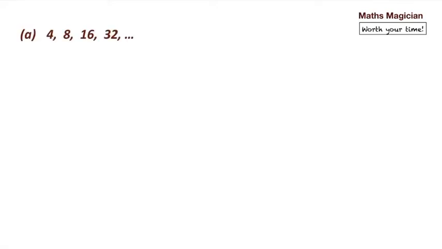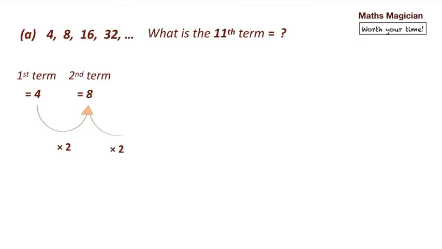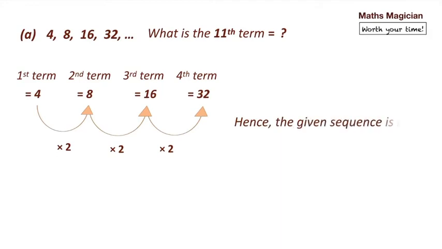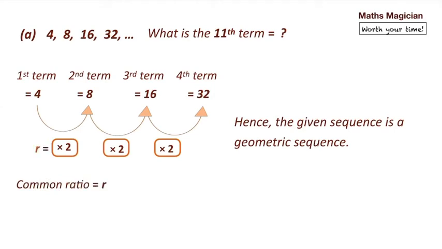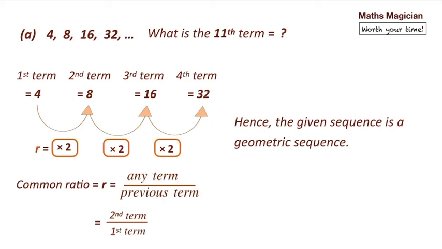First example is, for the given sequence, what is the 11th term? In this sequence, we see that we get next term by multiplying 2 to the previous term. Hence, it is a geometric sequence with common ratio r equal to 2, which can be found as any term divided by the previous term. Let's take second term. We have to divide by the previous term, which is the first term, and it is equal to 8 divided by 4 equal to 2.